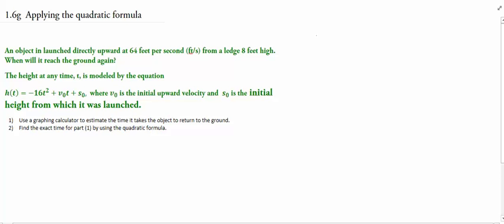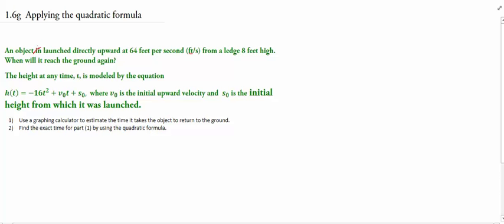Okay, we're going to take a look at applying the quadratic formula, and we're going to use the graphing calculator, and we're going to use some algebra in the quadratic formula to verify an answer. So it says an object is launched directly upward at 64 feet per second from a ledge 8 feet high. When will it reach the ground again?